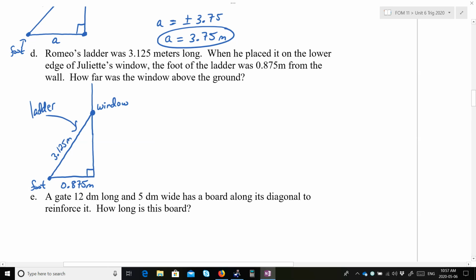Okay, and so how far was the window above the ground? We want to find B. Right here. Okay, so this is A because across from the 90 is C. So we would go A squared plus B squared equals C squared. A is 0.875, so I'll go 0.875 squared, plus B squared equals 3.125 squared.